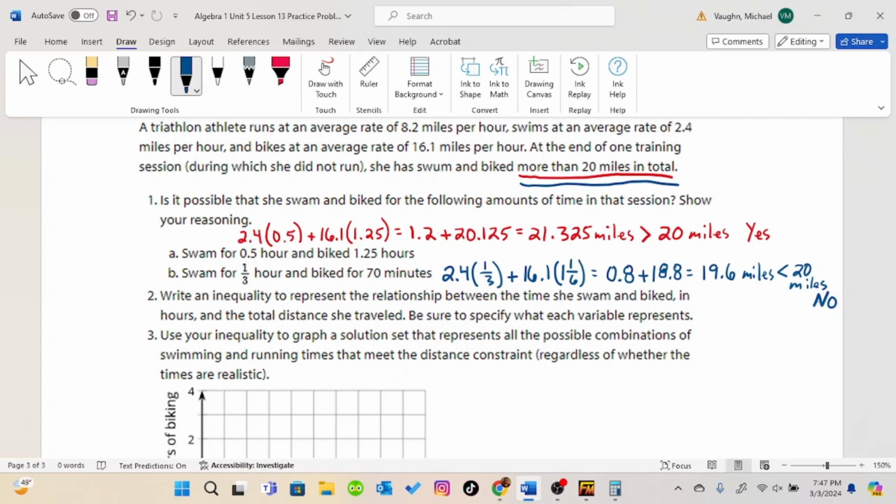Number 2, write an inequality to represent the relationship between the time she swam and biked in hours and the total distance she traveled. Be sure to specify what each variable represents.